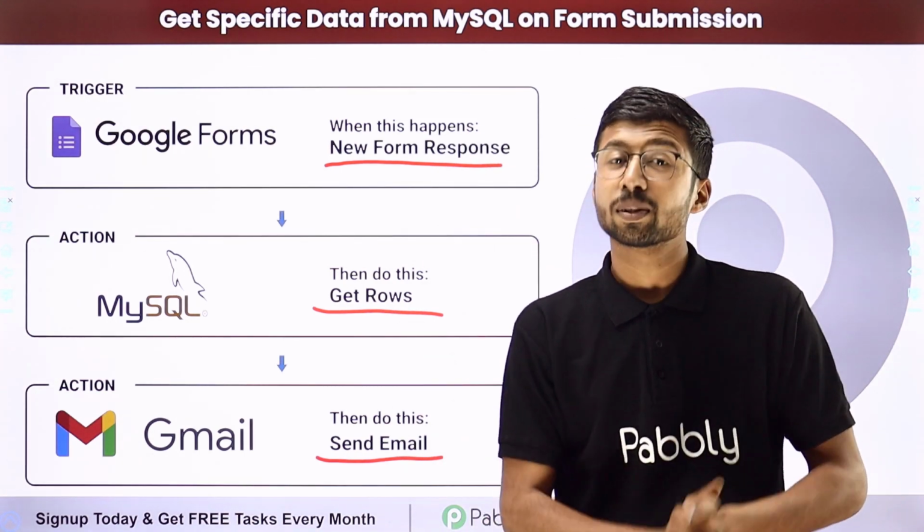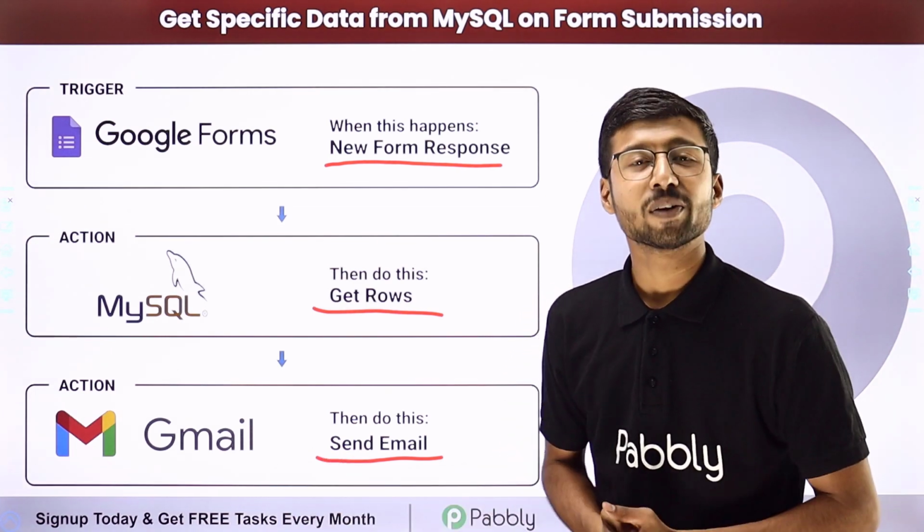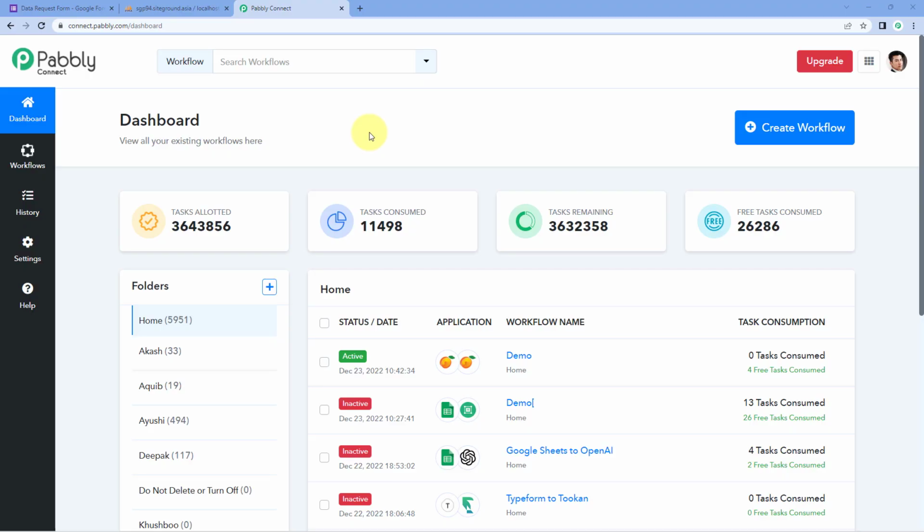Now guys, how can you set up this automation? To know this, you have to come with me to my screen. So as you can see, here we are on Pabbly Connect's dashboard. Now to reach this dashboard, you will get a free sign-up link of Pabbly Connect in the description box below. By clicking on that link, you can create your free Pabbly Connect account in just 2 minutes.